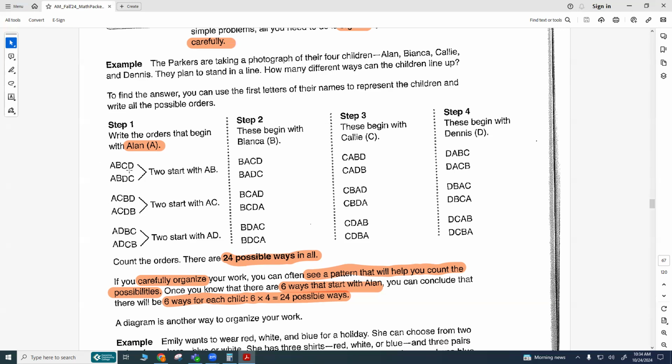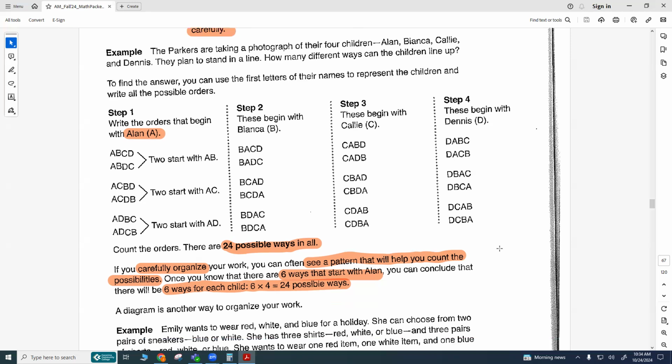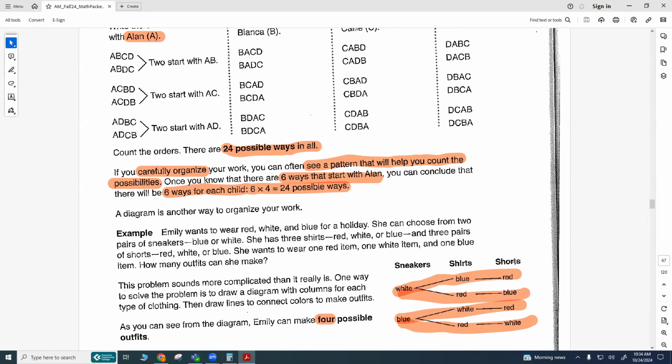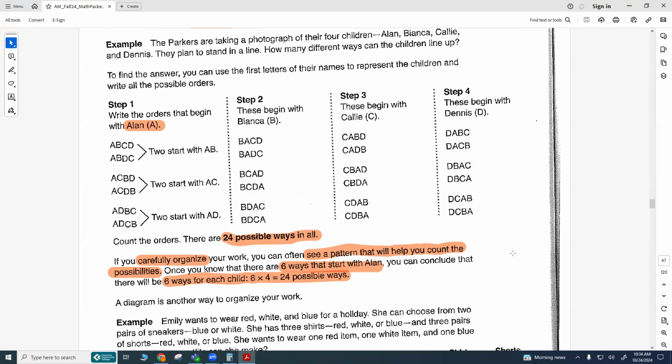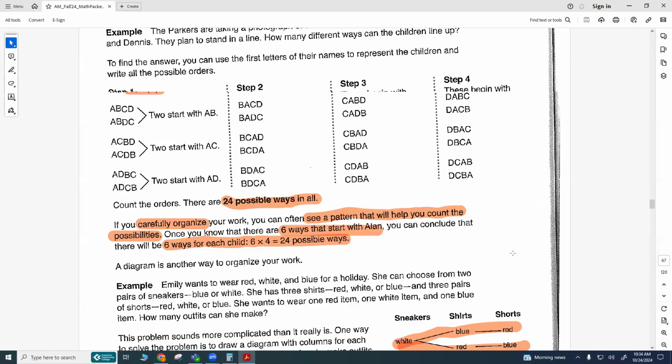And so the best way to make sure that I'm arranging this correctly, because it can get messy when you're diagramming this out, is to start with AB, AB, AC, AC, AD, AD, BA, BA, BC, BC. So you can see that they try to find that pattern, and it's not easy. But once again, since we know that there's 6 possible combinations per child, we have 4 children, we have 24 total possible ways that we could line up the kids for the photo.